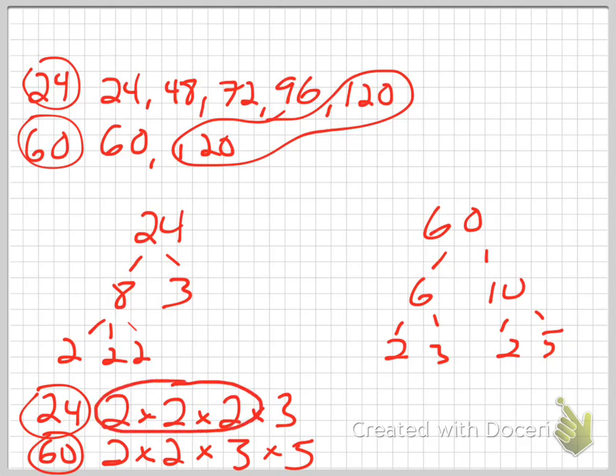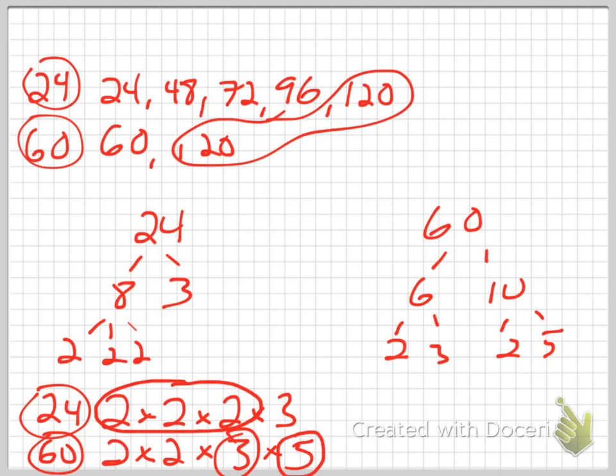Which one has the most 3s in it? It's tied, so it doesn't matter which one you choose. You're just going to choose one. I could have chosen this one. Which one has the most 5s? The bottom one does, right? Once you've done that, you simply multiply all those numbers together, and it will give you your answer.